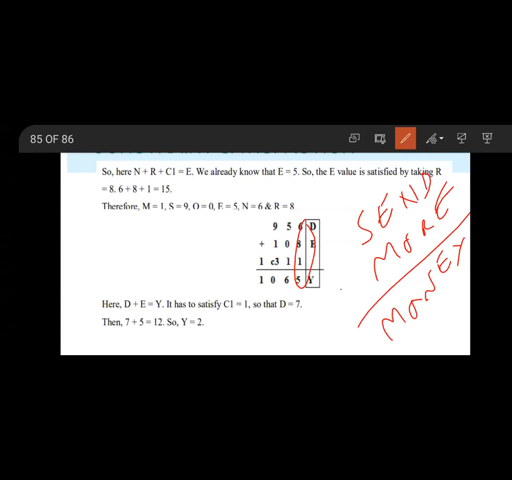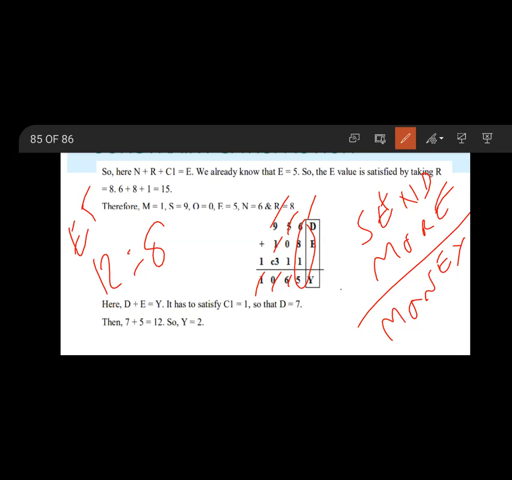Here S equal to 9, M equal to 1, O equal to 0. N equal to 6. So here N plus R plus C1 equal to E, and E equal to 5. Then N plus R plus C1 equal to 5.